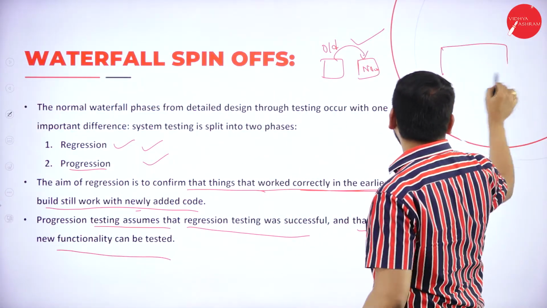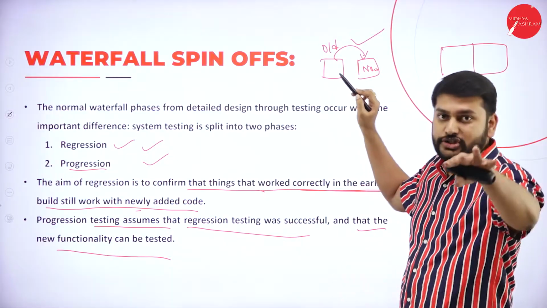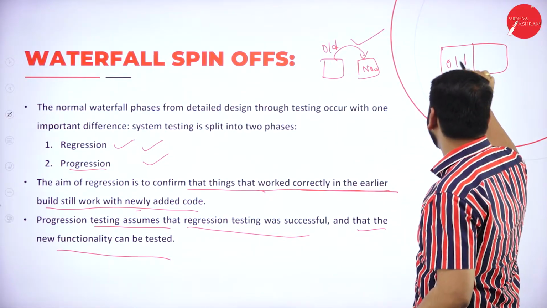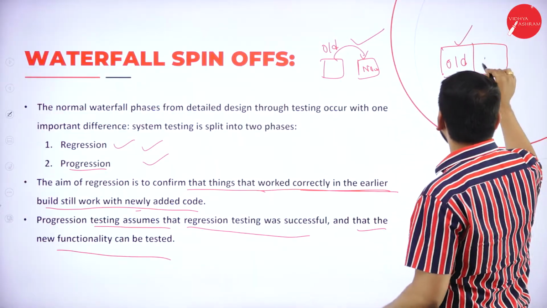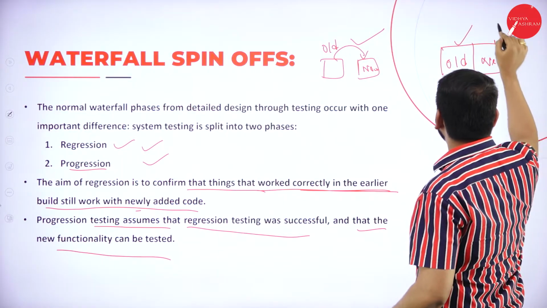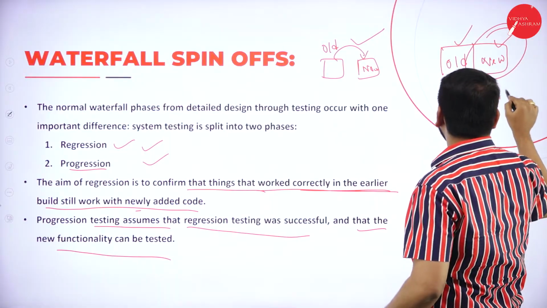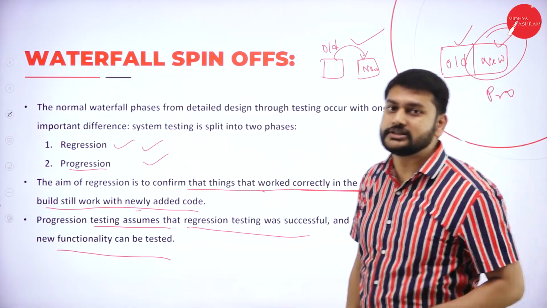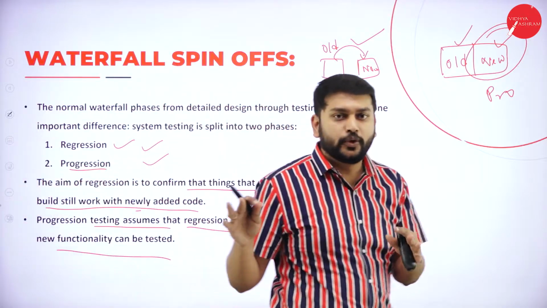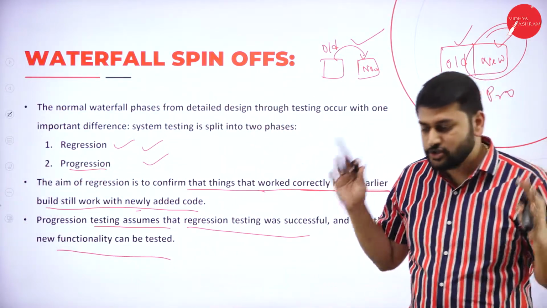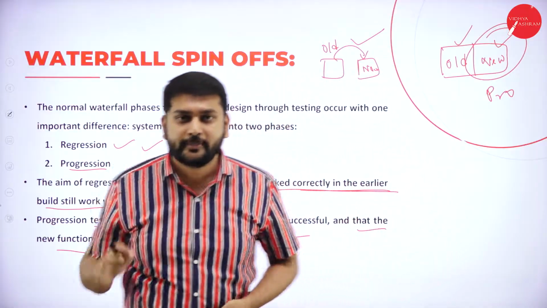So imagine here, this is an integration. This is what I have, the old one, and it is working fine. Assuming that this is working fine, I will test only the new one. This part is what I will call a progression. So keep it simple: testing the old one is regression and testing the new one is progression. That's what you need to remember.